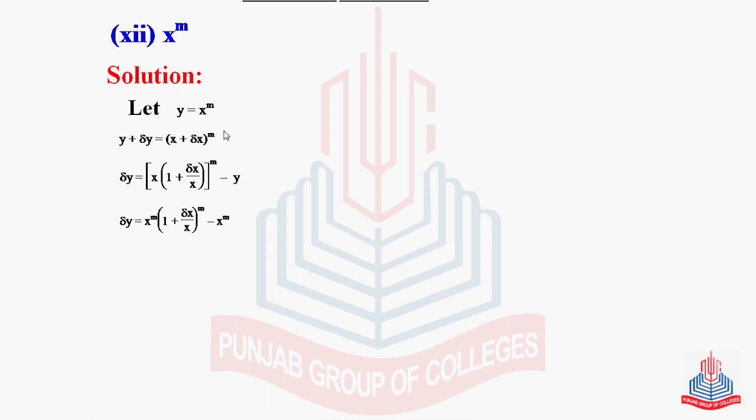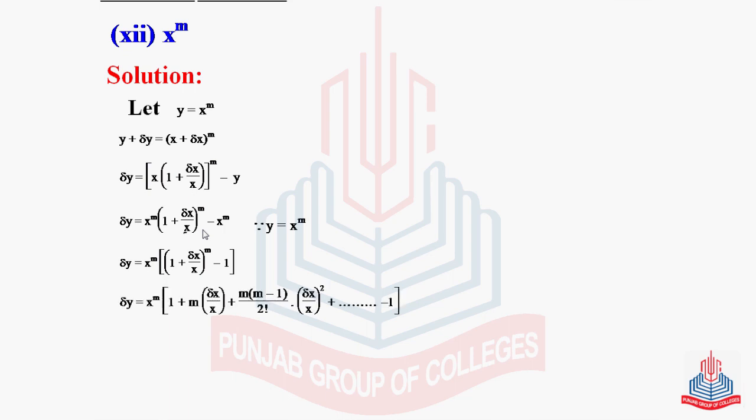Now put the value of y, which is x raised to the power m, and from here x raised to the power m can be taken as a common factor, and we have 1 plus delta x over x. So delta y, by taking x raised to the power m as a common term from these two terms, and then apply binomial series 1 plus nx, n is m and x is delta x over x, plus n into n minus 1 over 2 factorial x square, delta x over x whole square, and so on. This minus 1 will be at the end.